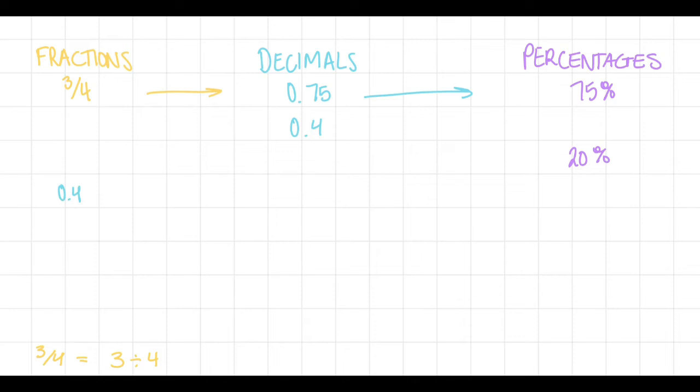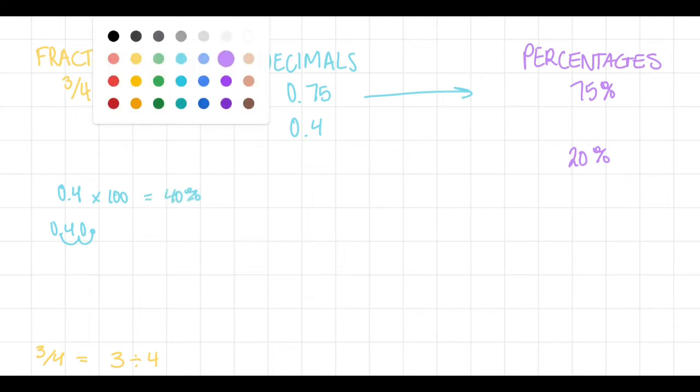Okay, this next one, 0.4. We start off as a decimal. Now it's obviously very easy to convert to a percentage. We just multiply by 100, which moves the decimal place 2 places to the right. So 4 times 100 gives 40, or 40%.